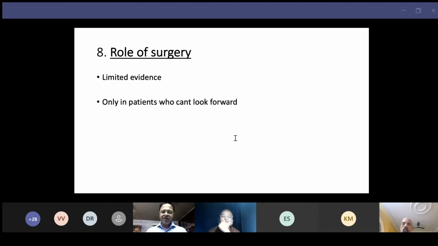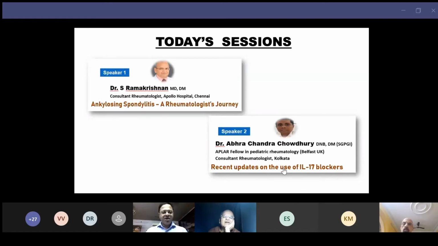The role of surgery has very limited evidence, but if someone can't look forward, if they're having trouble with the neck, if it's difficult to look up, then probably there's an indication, but otherwise there's not a major role. So rather than wasting more time, I would like to go straight on to the first talk. Dr. Ramakrishnan is going to enlighten us on ankylosing spondylitis, a rheumatologist's journey. Over to you, sir.